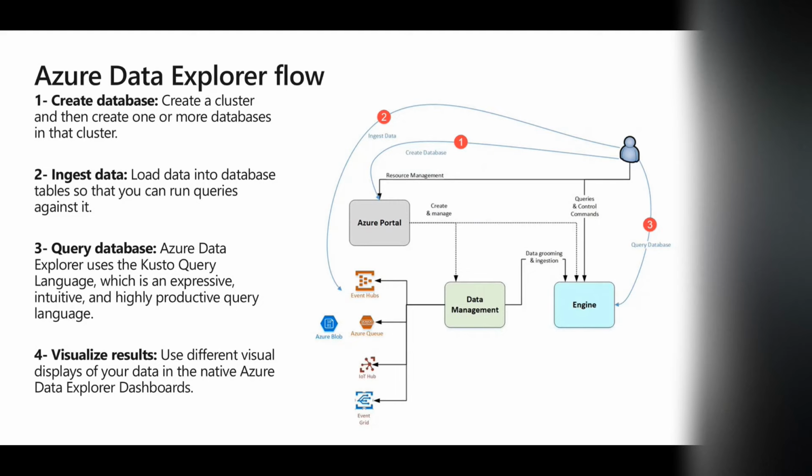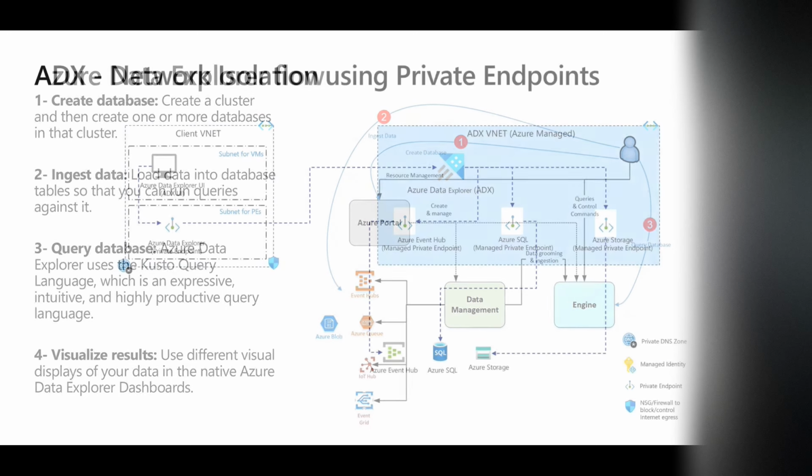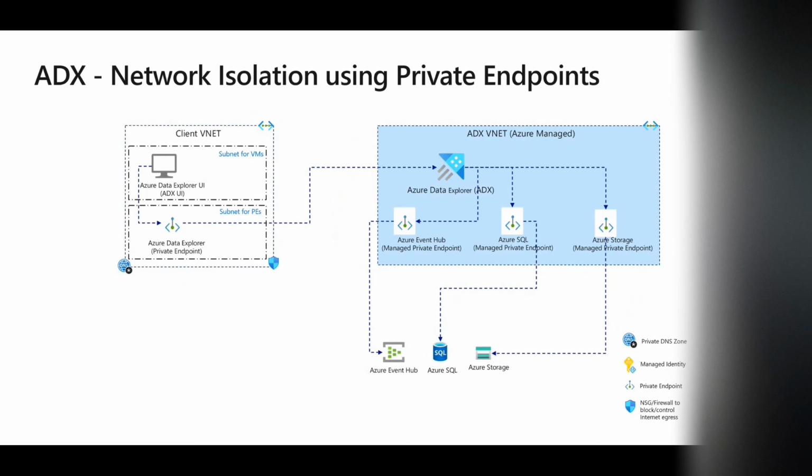And on the other hand, Azure Data Explorer makes it possible to ingest data. So basically, this is Azure Data Explorer ingesting data from sources like Event Hub, like storage, like IoT Hub, or SQL over private endpoint. And these are called managed private endpoints. So I just want to make sure everybody understands it. There are two types of private endpoints we are talking about.